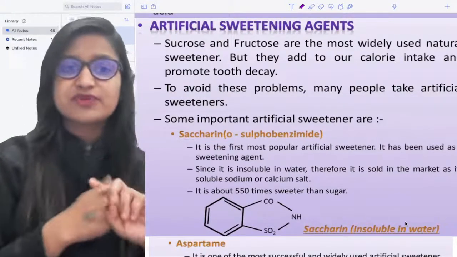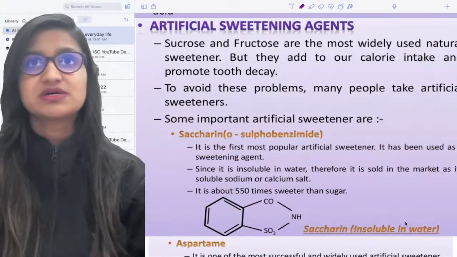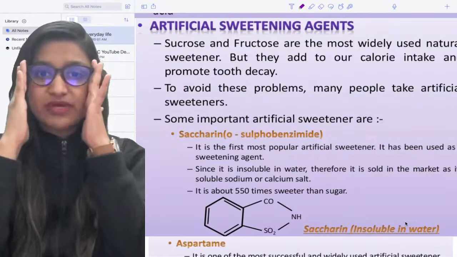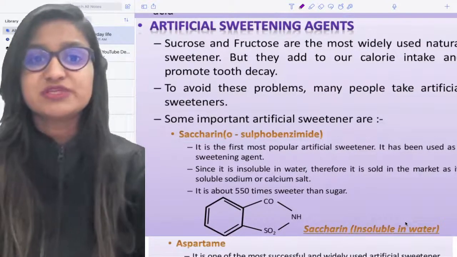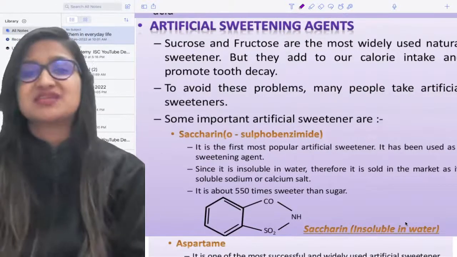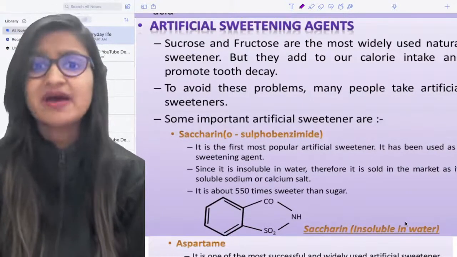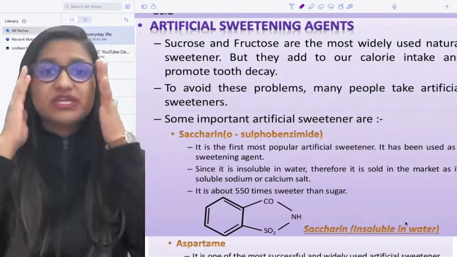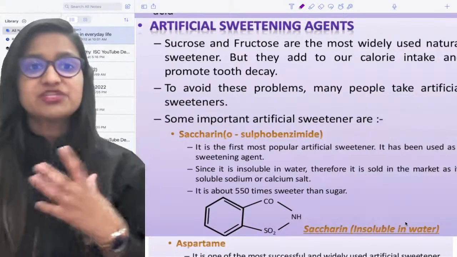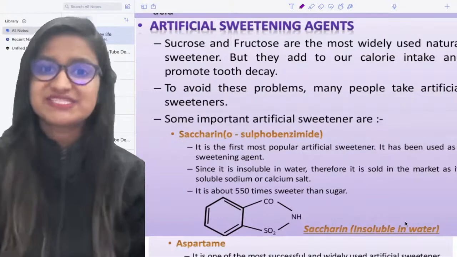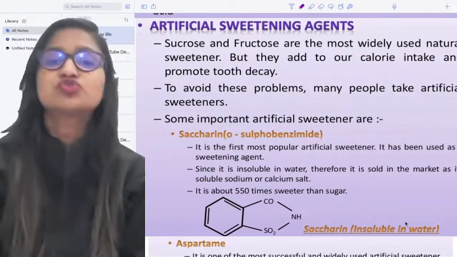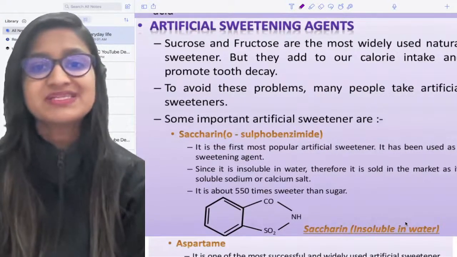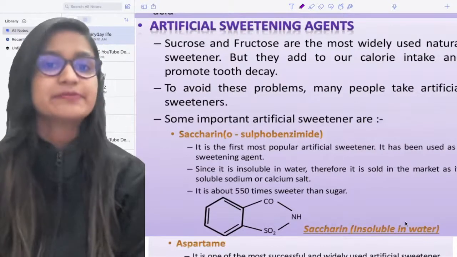Number 1, everything which is sweet is not definitely sugar. ठीक है? ऐसा ज़रूरी नहीं होता कि जो भी चीज़ मीठी है वो शुगर है. That is why we can use artificial sweeteners such as stevia, aspartame, alitame. These are artificial sweetening agents, right? So they don't raise the blood sugar level, but they can taste sweet. Okay? So sucrose and fructose are the most widely used natural sweeteners, but they add to our calorie intake, right?